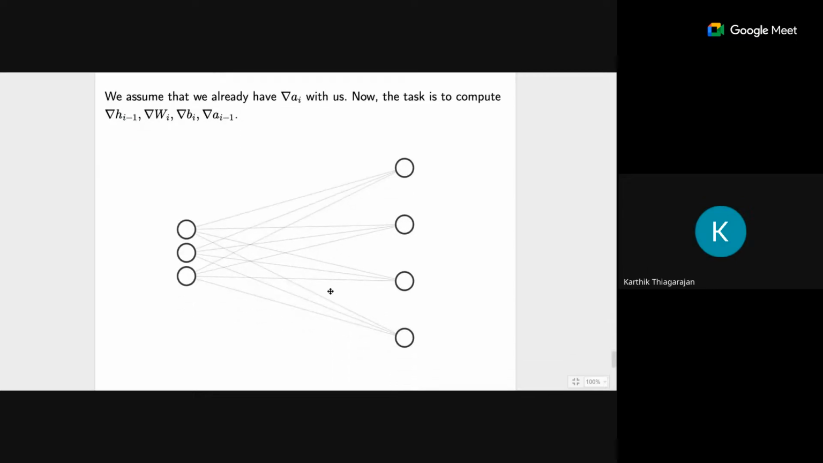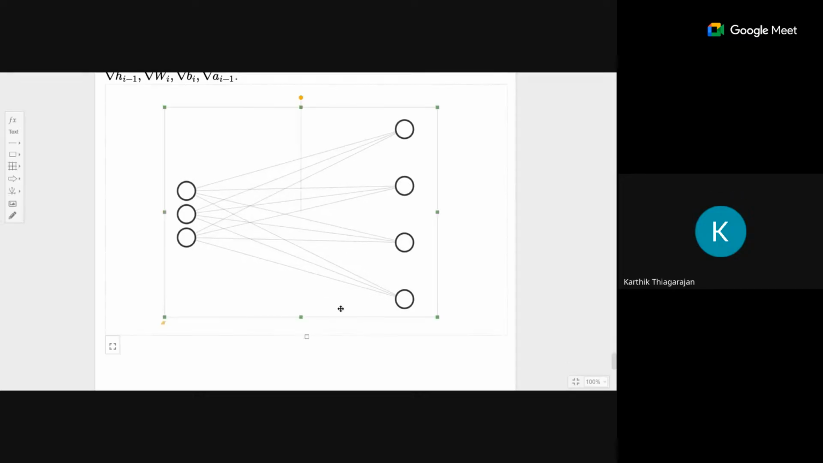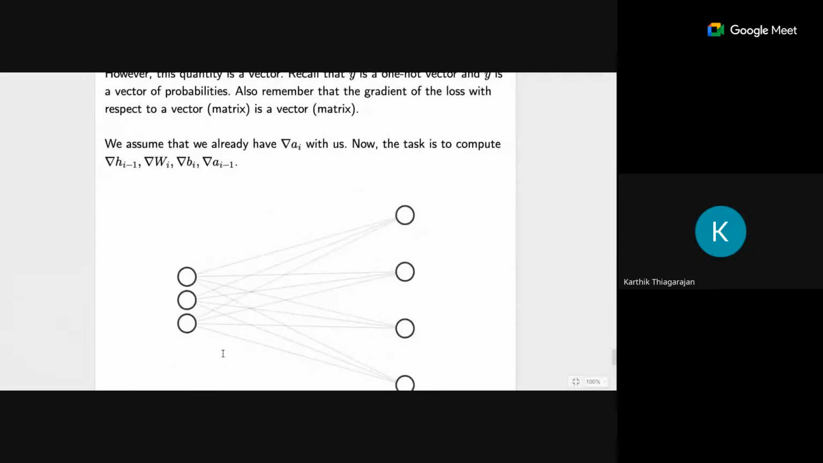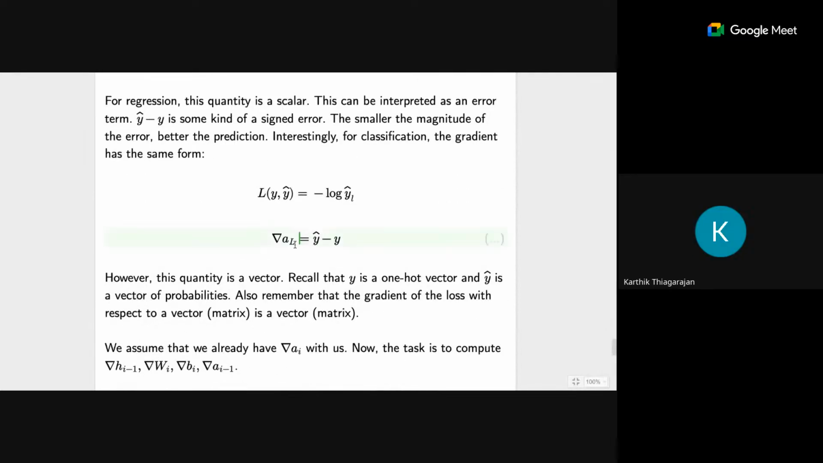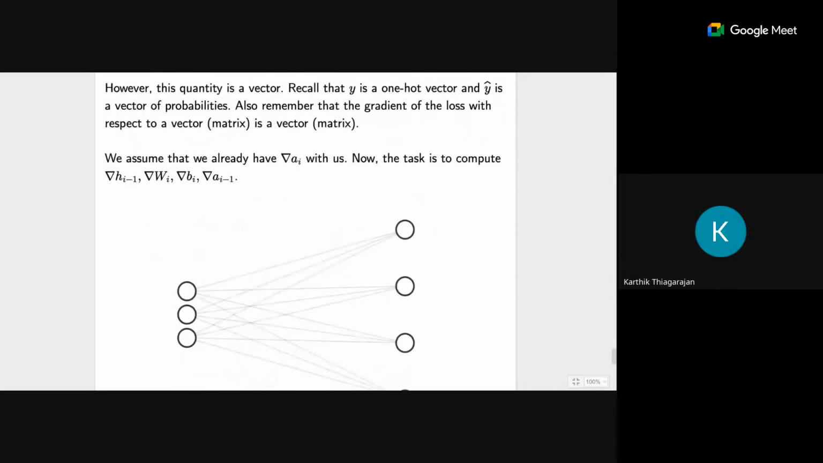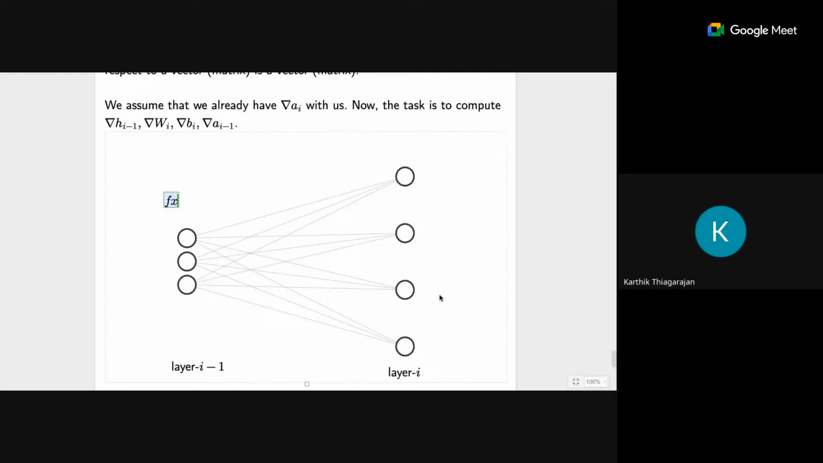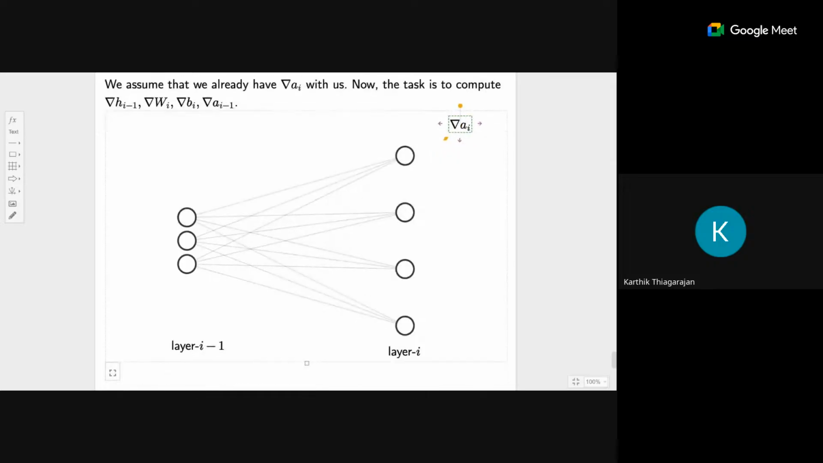So let me add as many annotations as possible. So this is layer I. Okay, this is layer I minus 1. Okay, what do you already have? Remember, you have already computed gradient AL. So it is reasonable to assume that you have AI with you. Okay, and AI will be coming from the right. So gradient of AI is there with you.